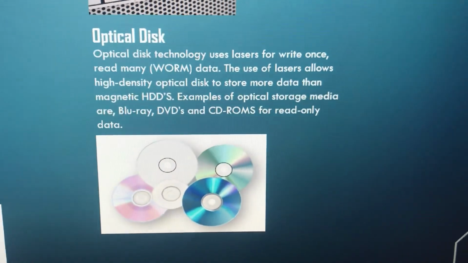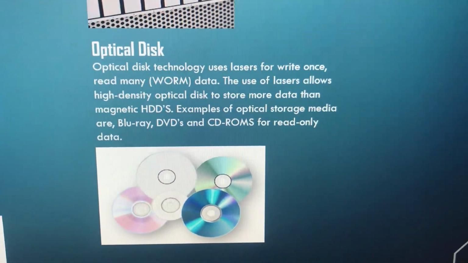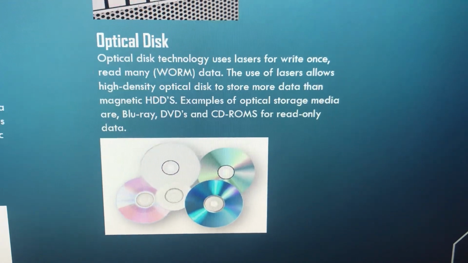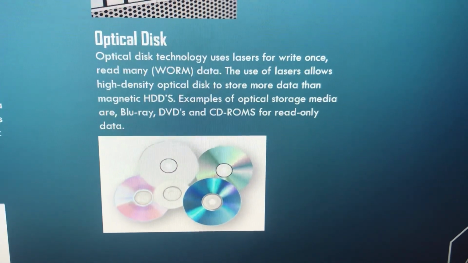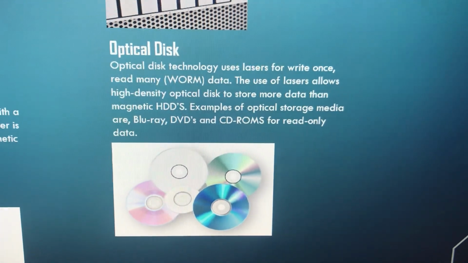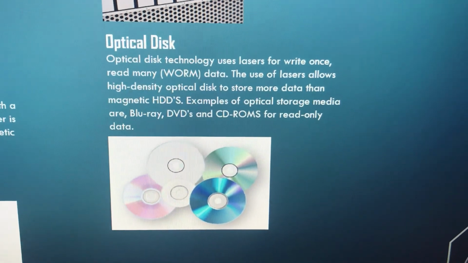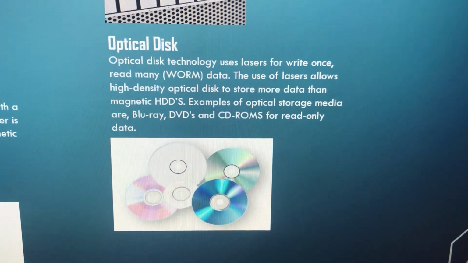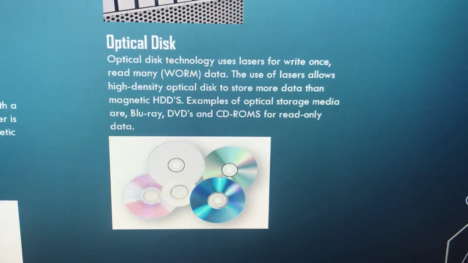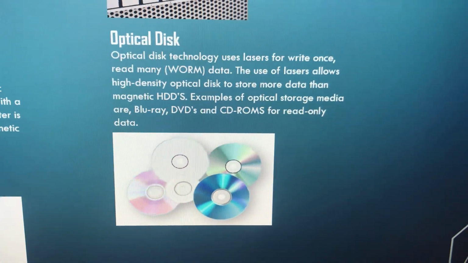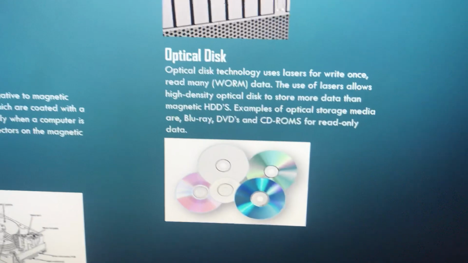And last but not least, optical discs. Optical disc technology uses lasers for write once, read many, shortened to WORM, data. The use of lasers allows high density optical discs to store more data than magnetic HDDs. Examples of optical storage media are Blu-ray, DVDs and CD-ROMs for read-only data.